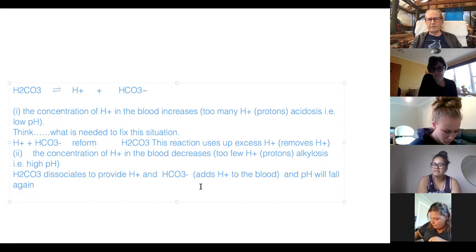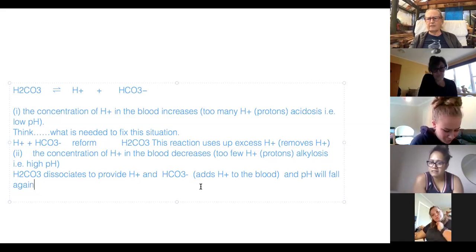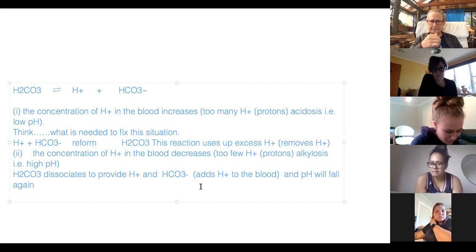You'll notice that if you go around looking at the supermarket shelves before Christmas, you'll see that there's no bicarbonate.